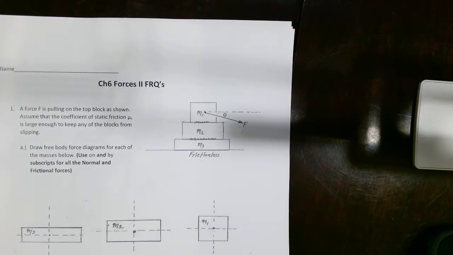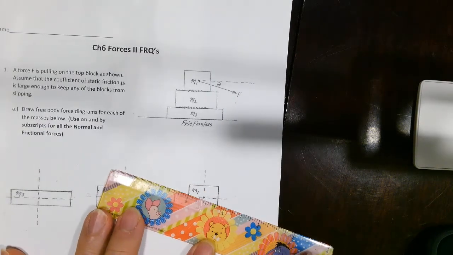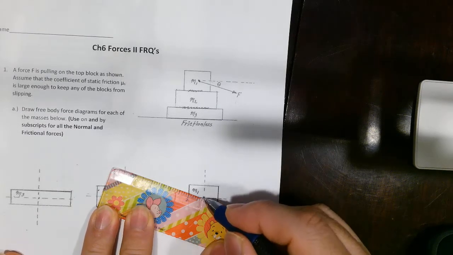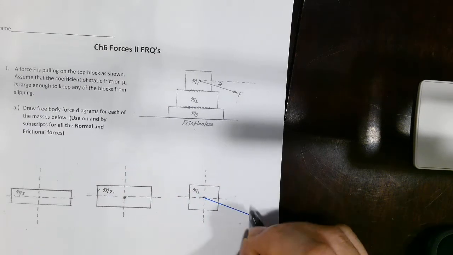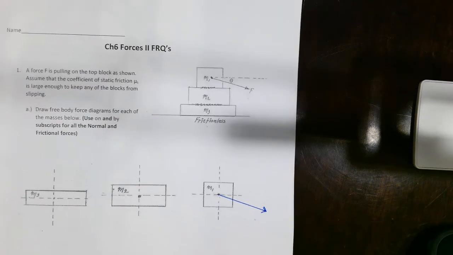Now, mass one has, I got my, we need a ruler. I left all my rulers at school and I don't have a ruler, and this is what I found. So forgive me for bringing back childhood trauma.